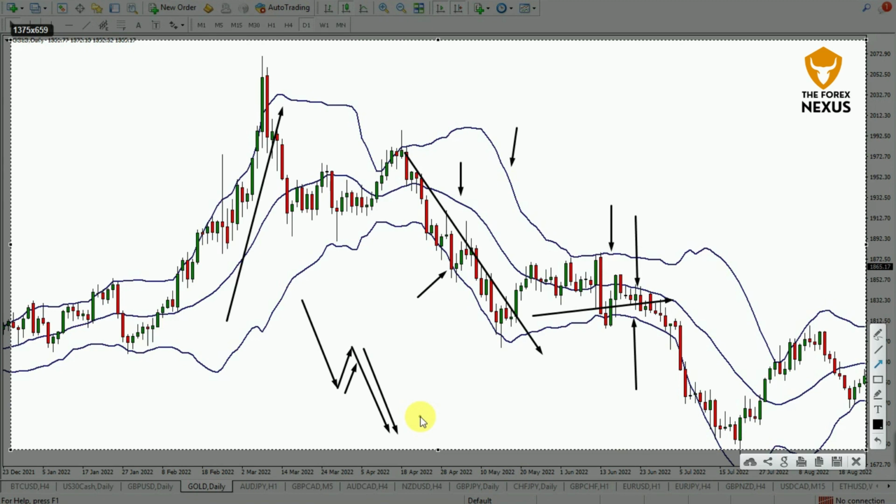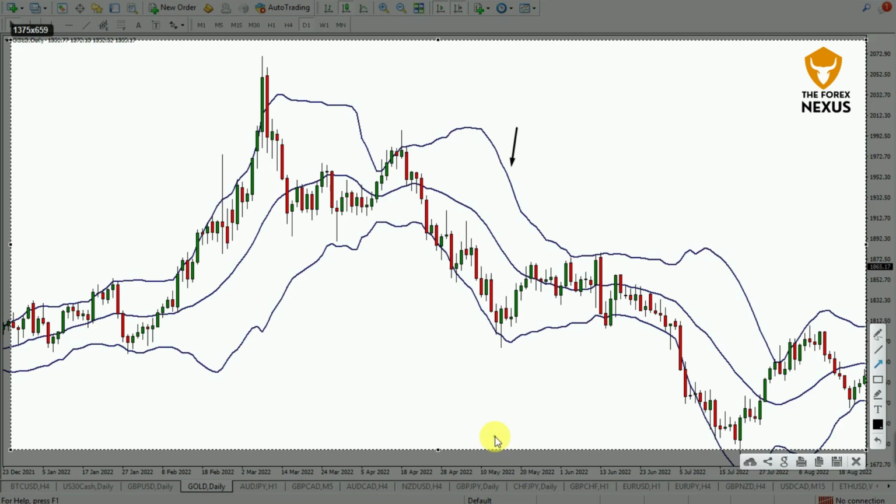Now let's come back to the lessons. First of all we need to know how many bands the Bollinger Band has. It has 3 bands: upper band, lower band, and middle band. The upper band works like resistance, the middle band works like a mediator between buyers and sellers, and the lower band works like support. But it's a moving support and resistance, remember that.